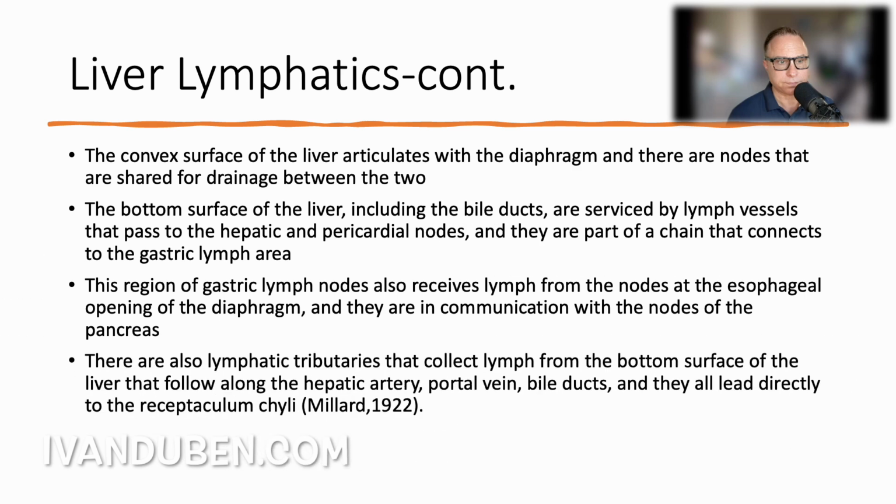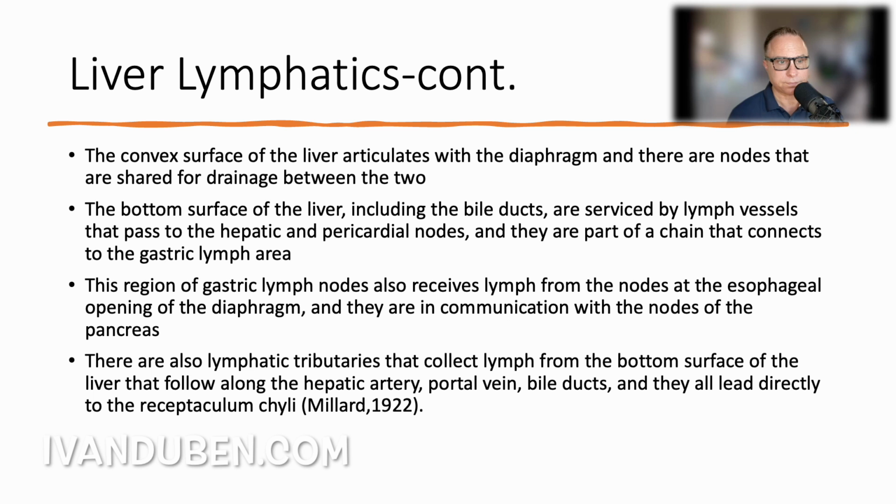There are also lymphatic tributaries that collect lymph from the bottom surface of the liver that follow along the hepatic artery, the portal vein, the bile ducts, and they all lead directly to the receptaculum chyli. So this is an example here of how the lymph is flowing against the hepatic artery and portal vein. They're bringing blood into the liver, but the lymph is moving out of the liver next to these structures, in some cases wrapping around them like a vine around a branch.